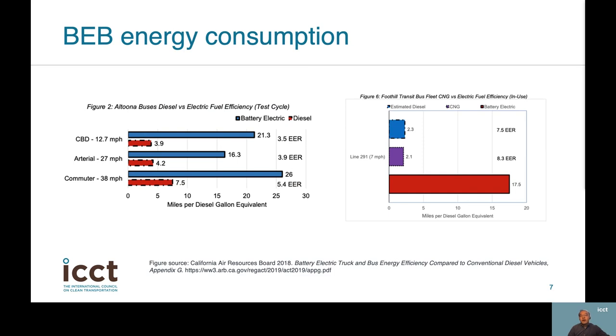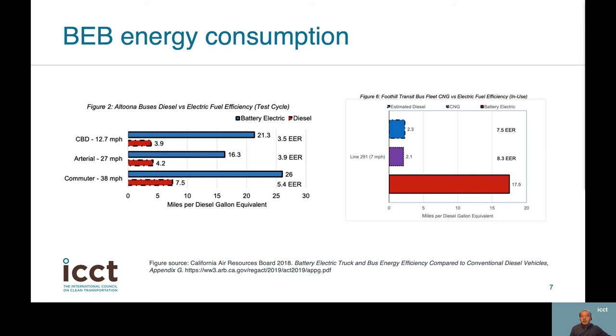In many scenarios, battery electric buses show better energy efficiency and lower fuel consumption compared to conventional diesel and CNG powered ones. The data shown in the graph on the left are from California Air Resources Board testing of different bus technologies under three distinct drive cycles: Central Business District, Arterial, and Commuter, and loaded to maximum capacity. In all three test cycles, battery electric buses show much greater energy efficiency compared to diesel buses, with the difference most notable for the low-speed CBD test cycle.